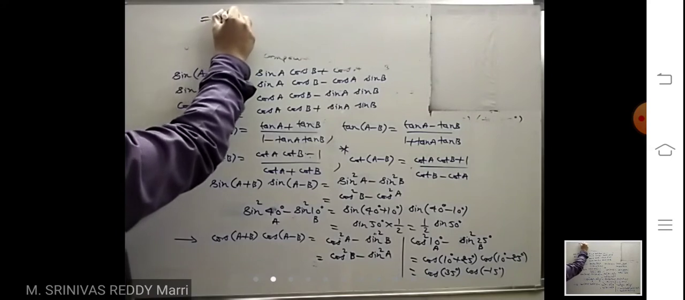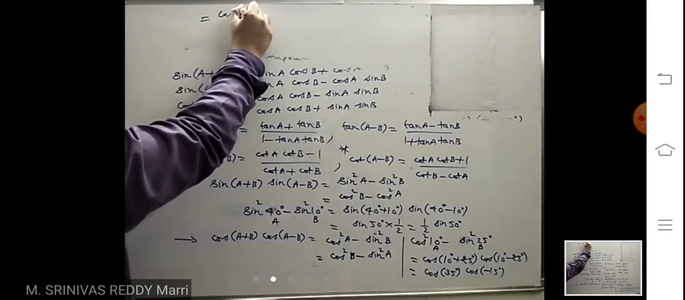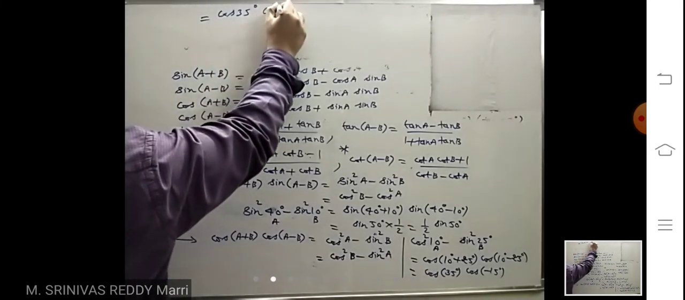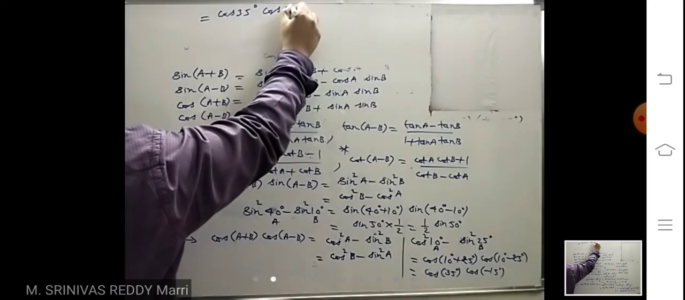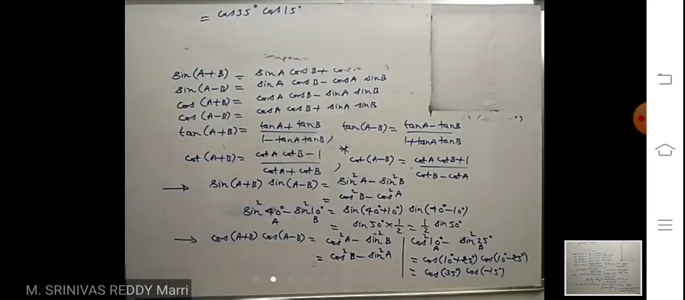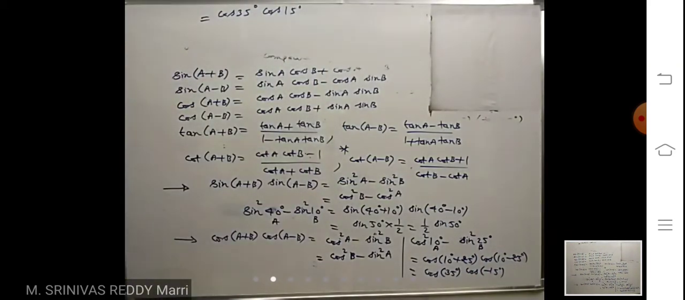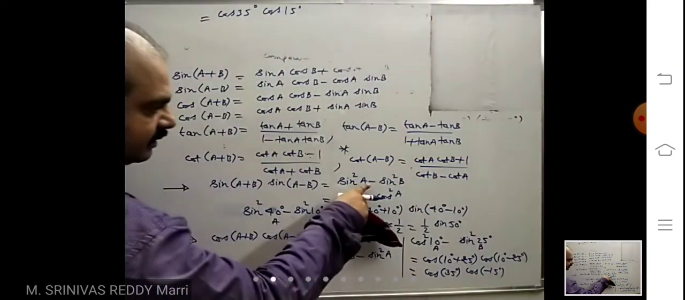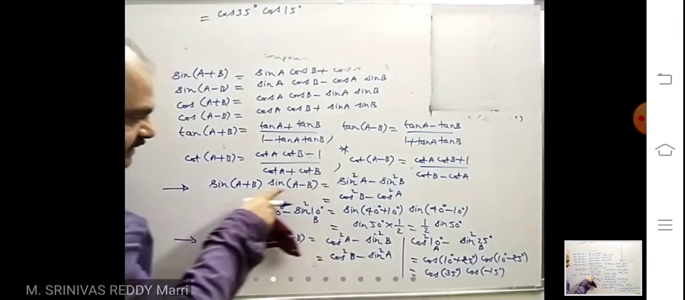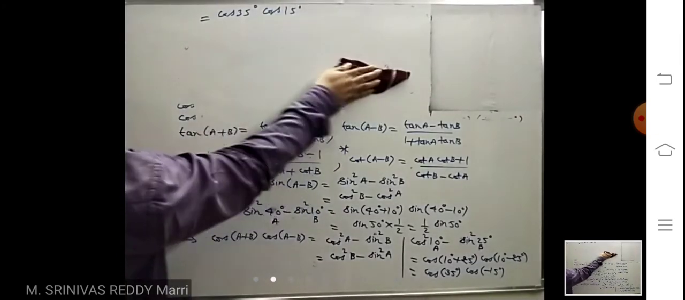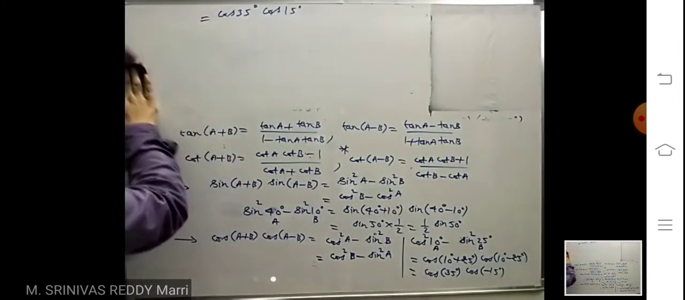So this is nothing but cos 35 into cos of minus theta, which is nothing but cos theta. Like that, cos of minus theta is nothing but cos theta. So whenever this side will be there, this side you write. Whenever this side will be there, that side you write. So these are the formulas in compound angles. Look at how to use this formula, you will see.